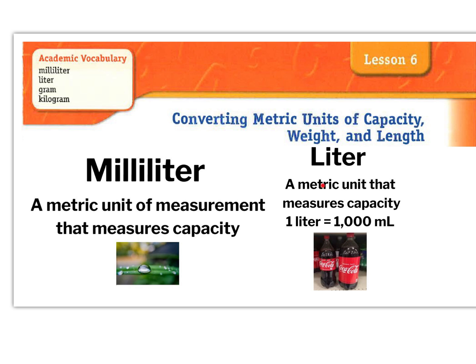So milliliter and liter is a metric unit of measurement that measures capacity. So remember, capacity is how much can fill a container, and we talked about different ones in the last lesson. So a milliliter is about the size of a big raindrop. A liter is like a 2 liter or a half of a 2 liter bottle of pop. So 1 liter equals 1,000 milliliters. So this is 1 liter and this is a 2 liter bottle of soda.